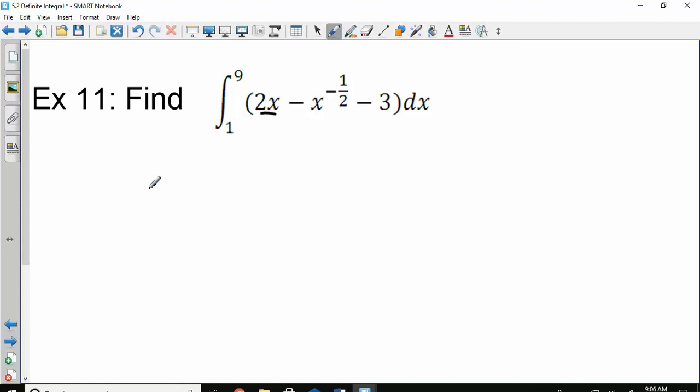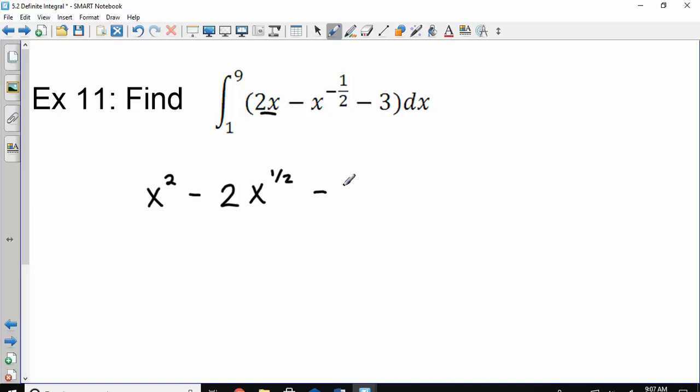So the antiderivative of 2x would just be x squared. You guys okay? I kind of skipped a step there. You bring down a 1/2 and 2 times a half cancel. Minus, okay, x to the negative 1/2. So if you add 1 to the power, you get a positive 1/2. You have to put the reciprocal in front, so that would be a 2.